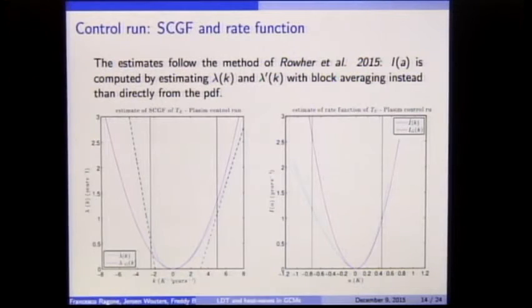So this has been computed in this way. Here you have the scale cumulant generating function. Here you have the rate function. The blue line is the estimate. The magenta lines are the Gaussian fits. So you can see that, in particular for the positive anomalies, these are quite Gaussian.